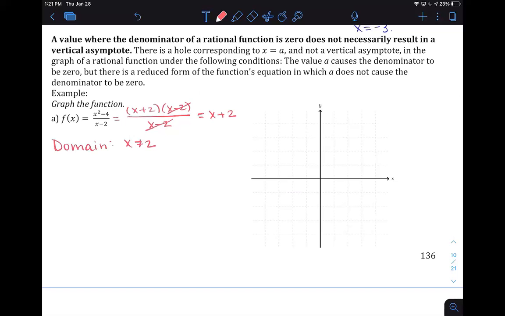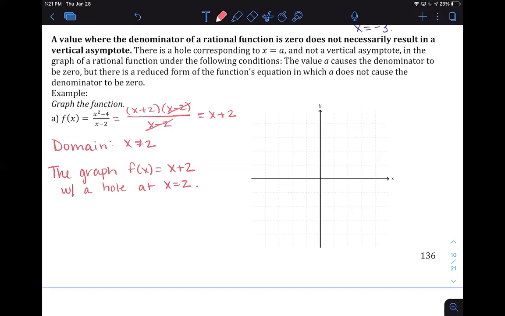So here's what that means. We have the graph f of x equals x plus 2 with a hole at x equals 2 because of that domain. The domain makes it weird.